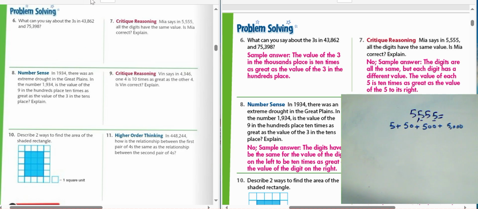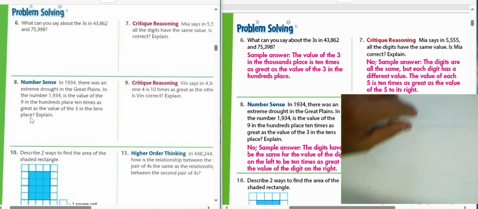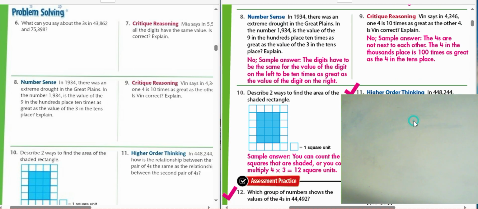Question number 8. In 1934, there was an extreme drop in the Great Plains. In the number 1934, is the value of the 9 in the hundreds place 10 times as great as the value of the 3 in the tens place or not? No. Why? Because we can write the value of the digit. Look here, the answer is here. Okay, write this simple answer.